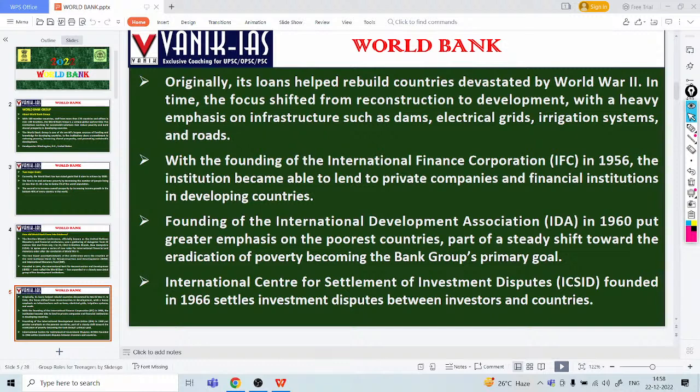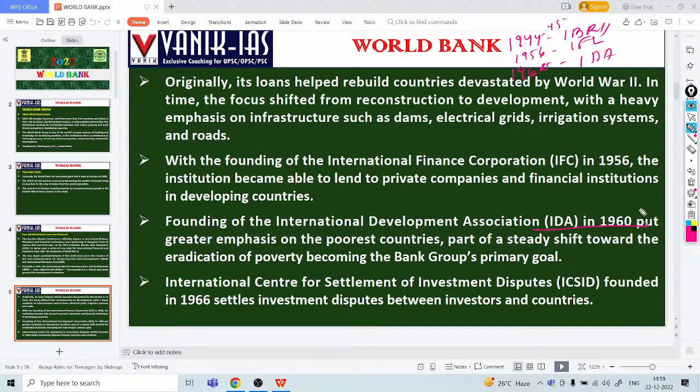1960. So you see, if you go to the timeline, 1944 is IBRD. 44-45. 1956 is IFC. 1960 is IDA. This one. But greater emphasis on poorest people, poorest countries. Part of a steady shift towards the eradication of poverty becoming the bank group's primary goal.